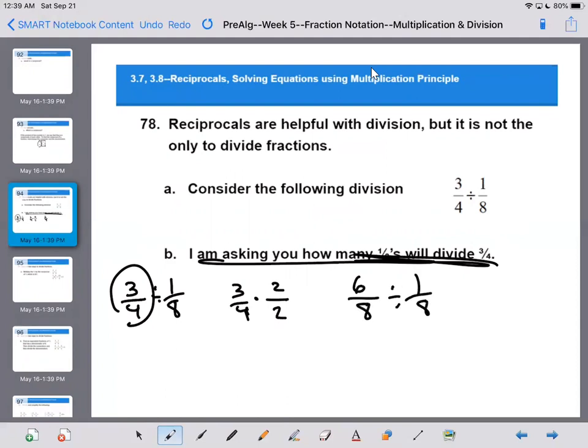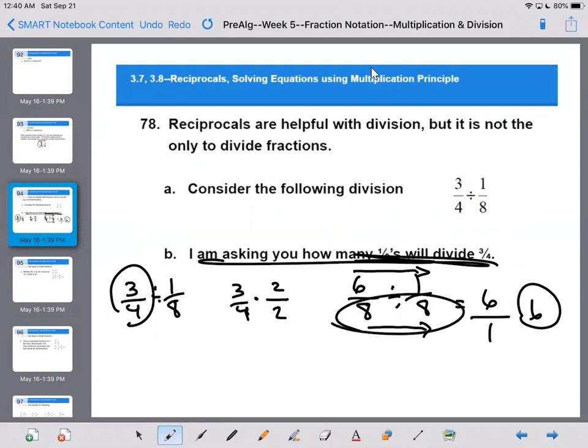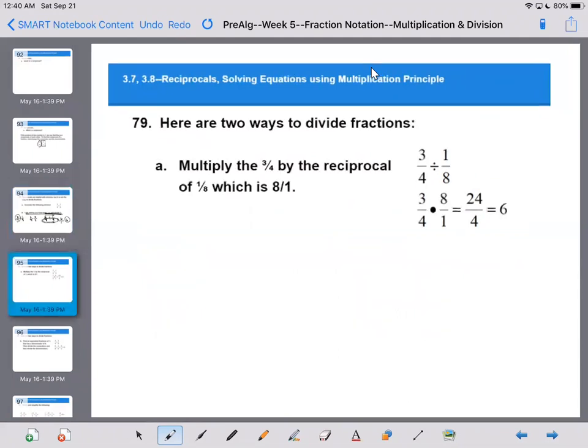Now we can think, well, how many of those little 1/8 pieces would fit into 6/8 pieces? And the answer would be 6. You can also look at that as, well, what's 8 divided by 8? Well, that's 1. Well, what's 6 divided by 1? Well, that's 6. So the answer is 6. And you can do that when you have the same denominators with your fractions. Or you can use the reciprocal.